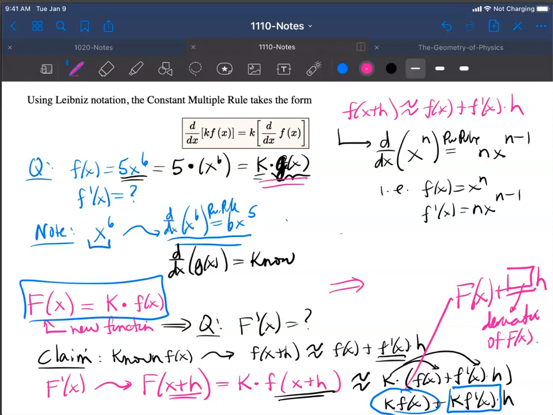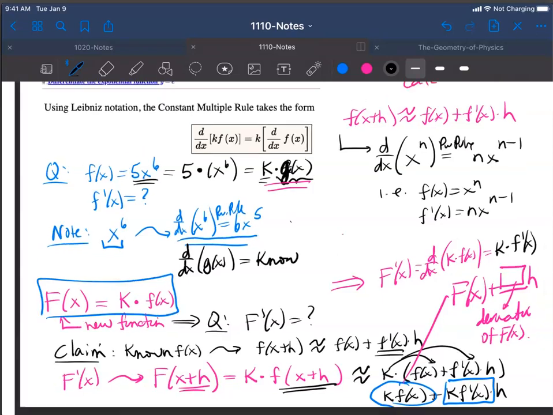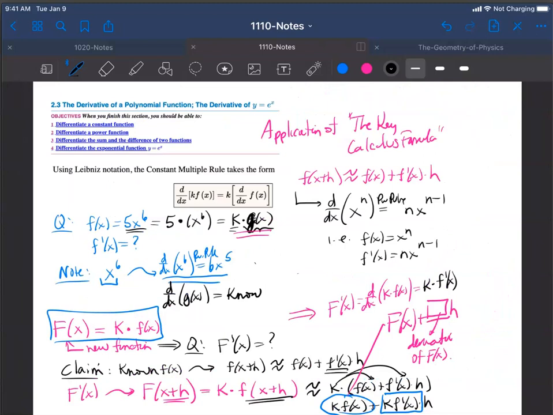This implies in this problem that if you're going to take the derivative of a new function, which is a constant times a function, all you have to do is take that same constant and multiply it by the derivative that you know about. This is the practical application of that calculus formula.